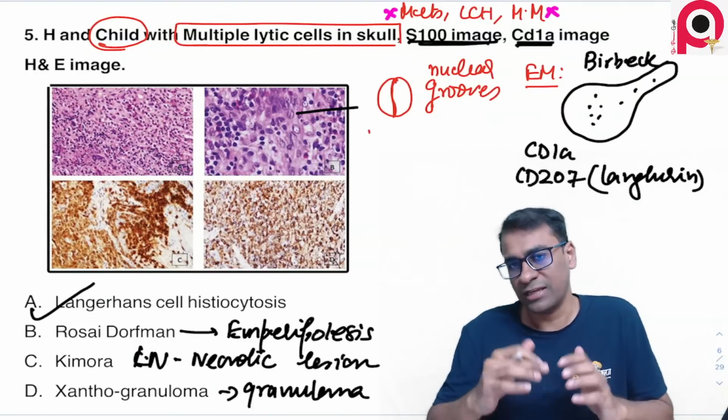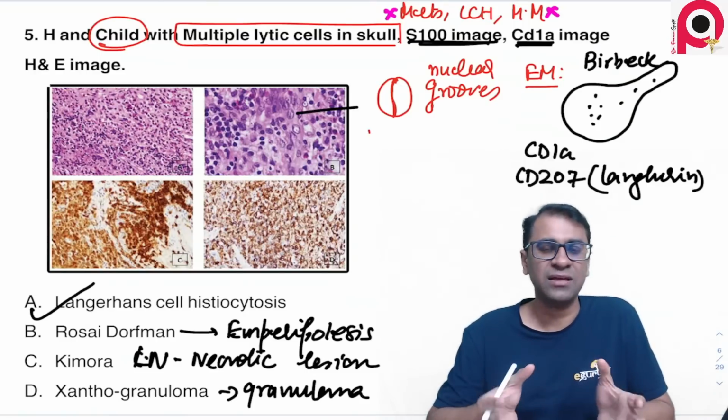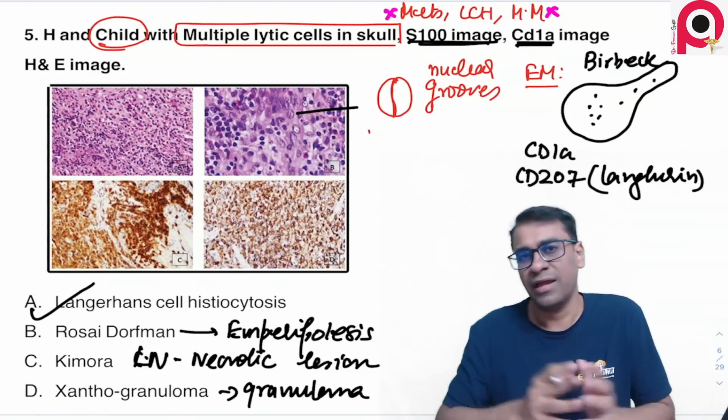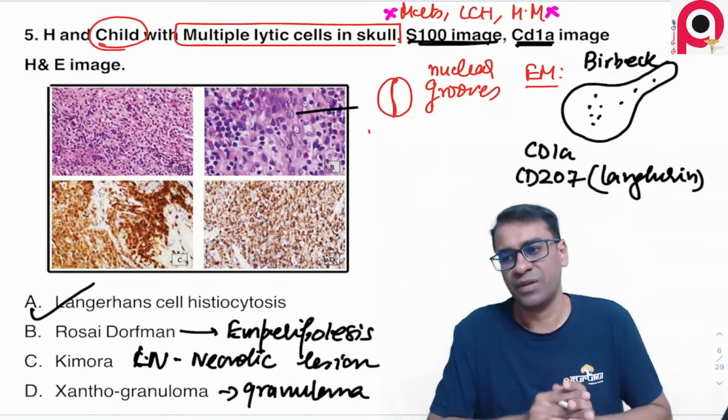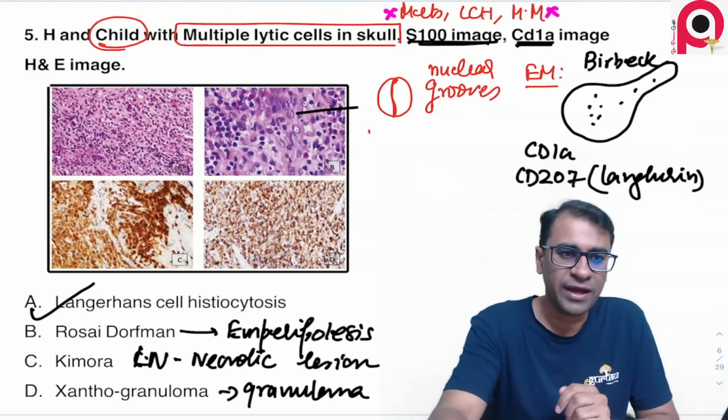Previously some classification was done, but those are not used nowadays. Just remember, it is either a localized or a widespread LCH. That is quite possible there. Those are all the questions that have been asked from LCH here. Okay, guys.